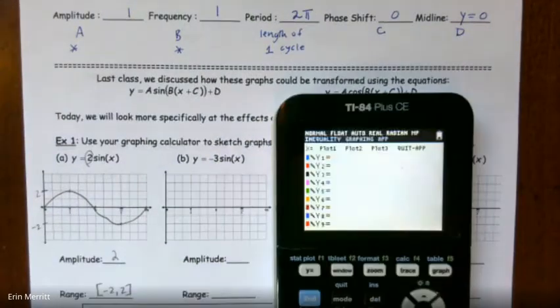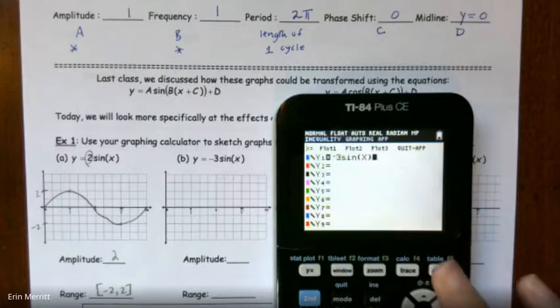All right, this next graph, we have y equals -3 sine of x. Let's put that in here and take a look. So don't hit zoom anything, just hit graph.